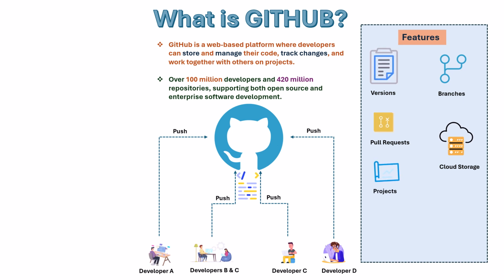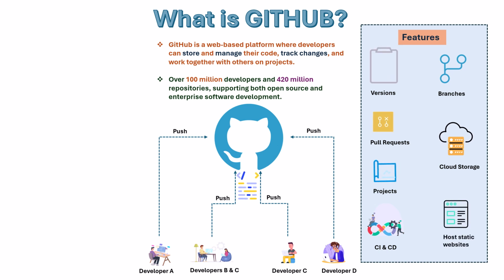So what are projects? It's built-in task management tools to track issues, assign work, and monitor progress across your development workflow. Let us see another important feature, which is CI/CD. In GitHub, CI/CD is almost equivalent to GitHub Actions. These are automated systems that test your code and deploy it to production when changes are made, reducing errors and speeding up development.